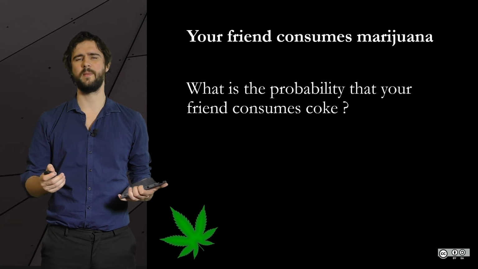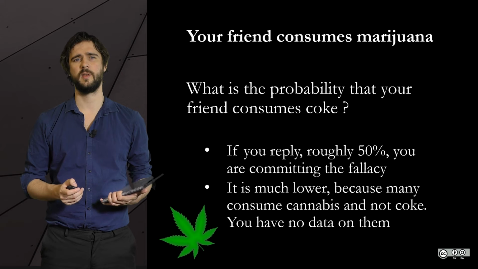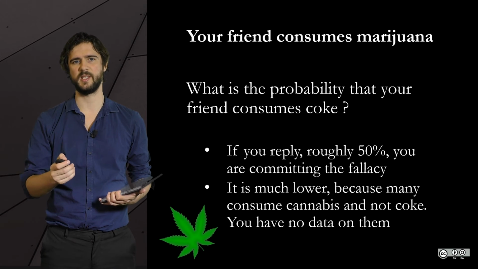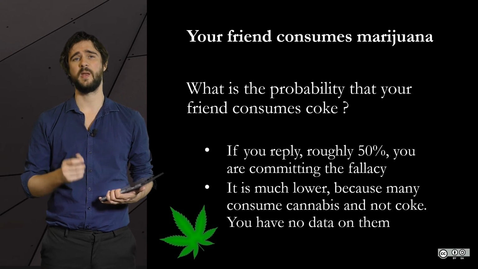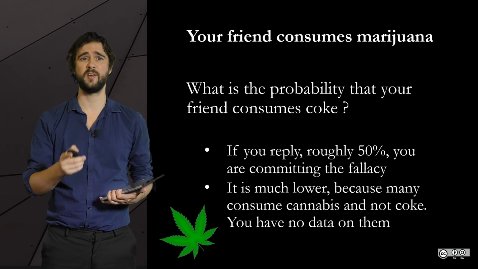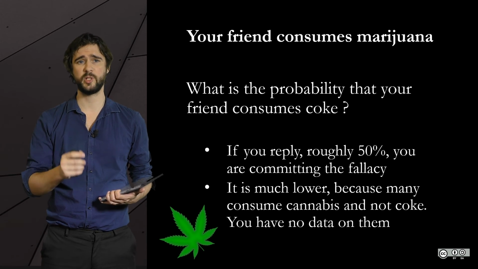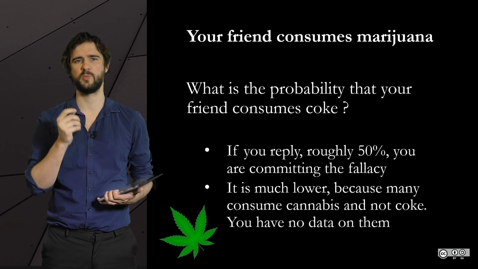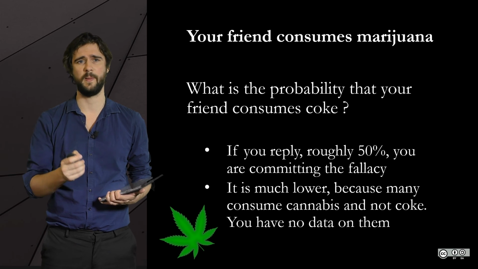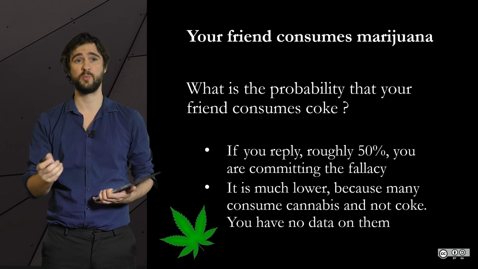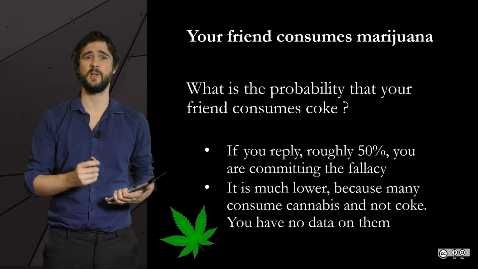Well, if you reply, based on prior knowledge, 50%, then you are committing a fallacy. It is probably way lower because the vast majority of people who consume cannabis do not consume coke. And you cannot infer the probability of A knowing B because you know the probability of B knowing A. You would need additional data to answer my question. The fact that you know that half of the people who consume coke also consume cannabis, marijuana, does not give you any information whatsoever on the proportion of people who consume coke among the people who consume marijuana.